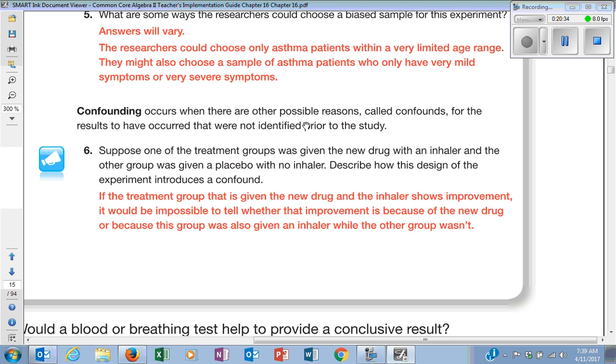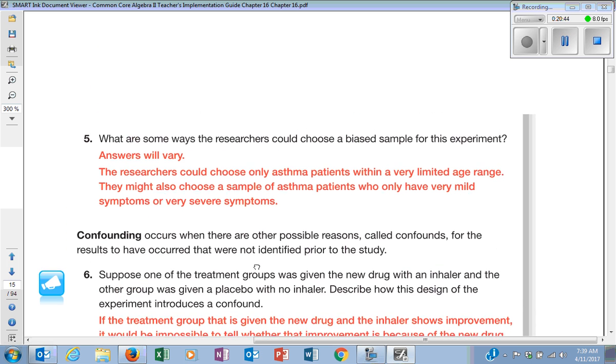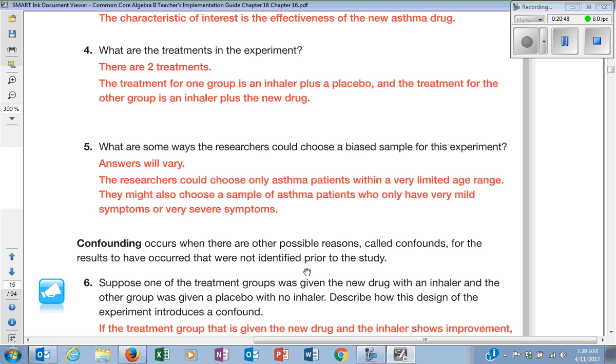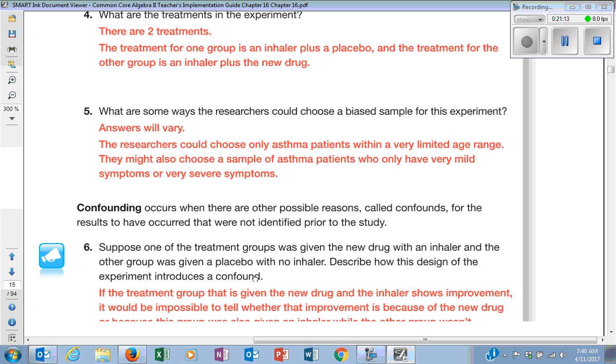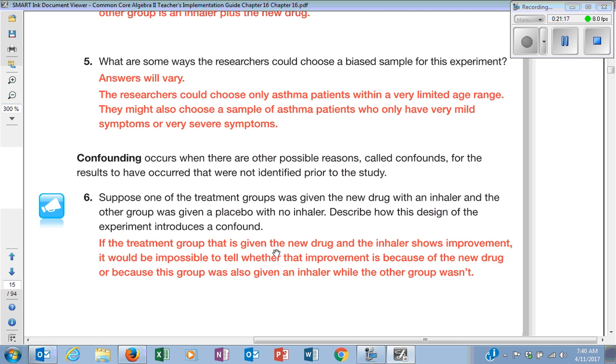Confounding occurs when there are other possible reasons, called confounds, for the results to have occurred that were not identified prior to the study. So suppose one of the treatment groups was given the new drug with an inhaler, and the other group was given a placebo with no inhaler. Describe how this design of experiment introduced a confound. The reason is because the treatment group was given a new drug and an inhaler and shows an improvement. It's impossible to tell whether it was improvement because of the new drug or if it was the inhaler that was really helping them out. Does that make sense? You see how that's confounding results, like, we can't really tell.